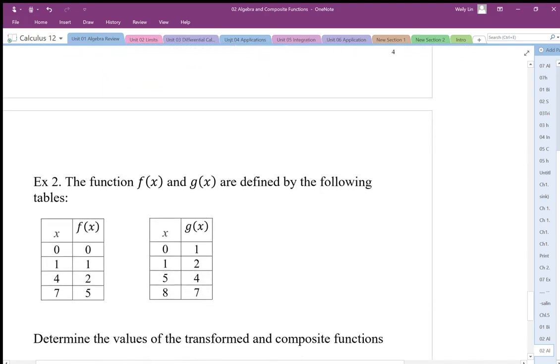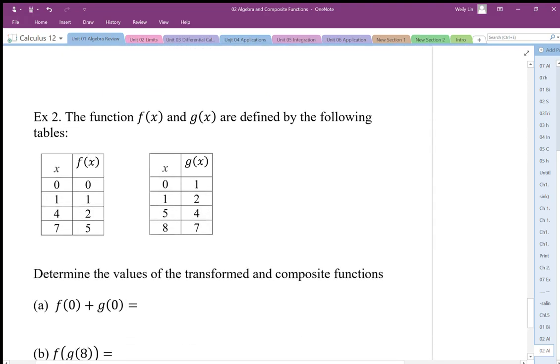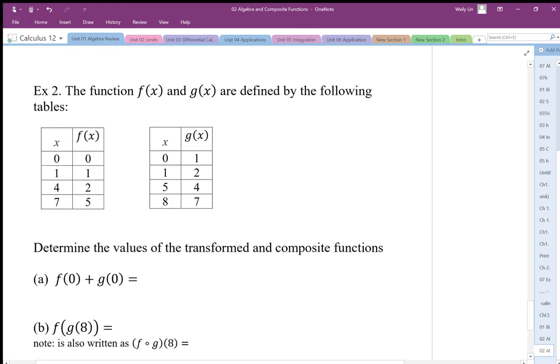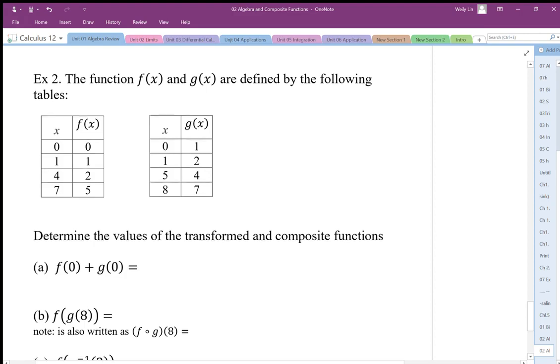Last part here is we want to be able to deal with functions in tables. Okay, so we dealt with function equations, functions with graphs, now functions with tables.